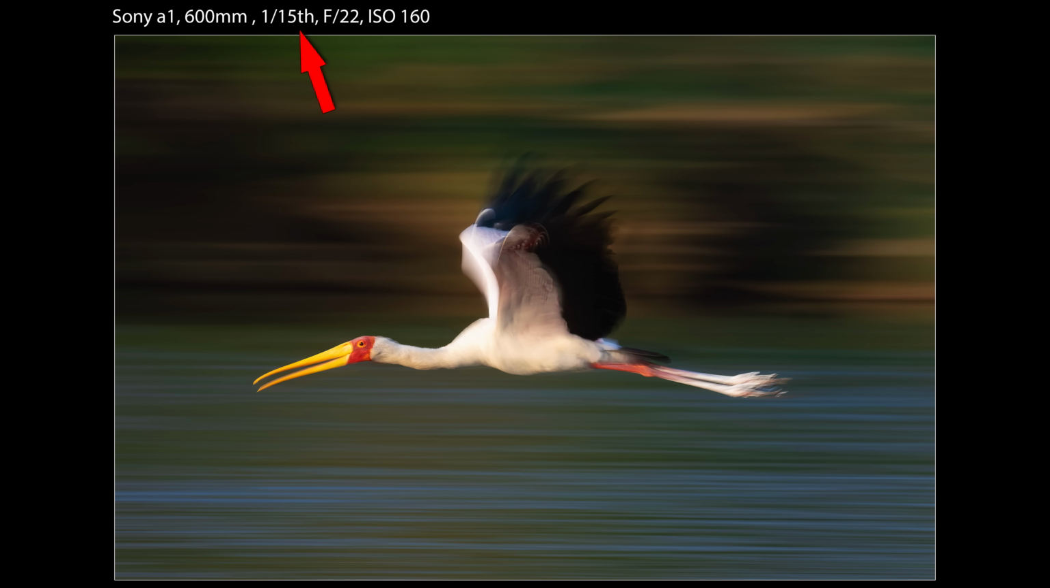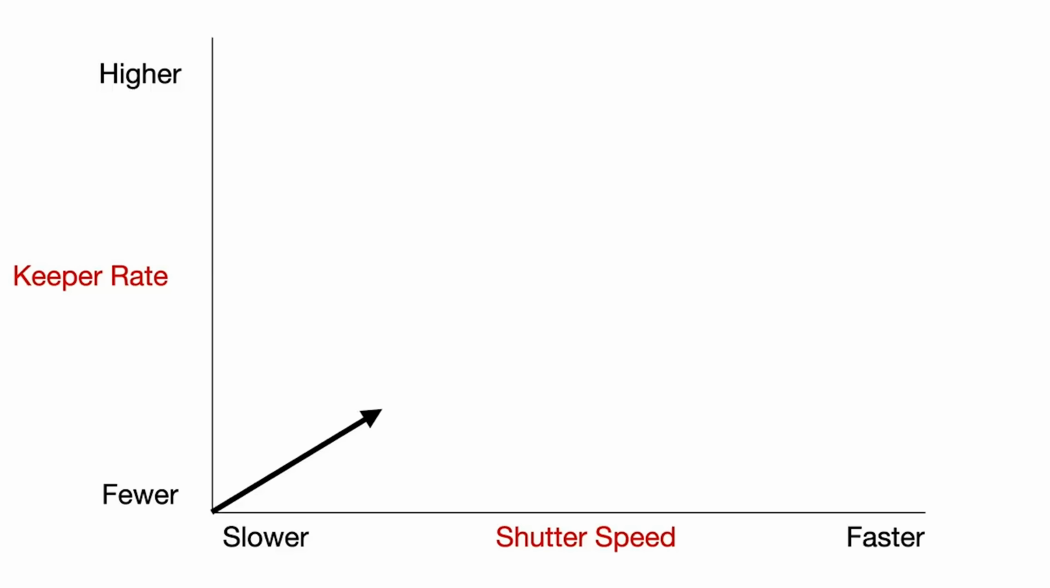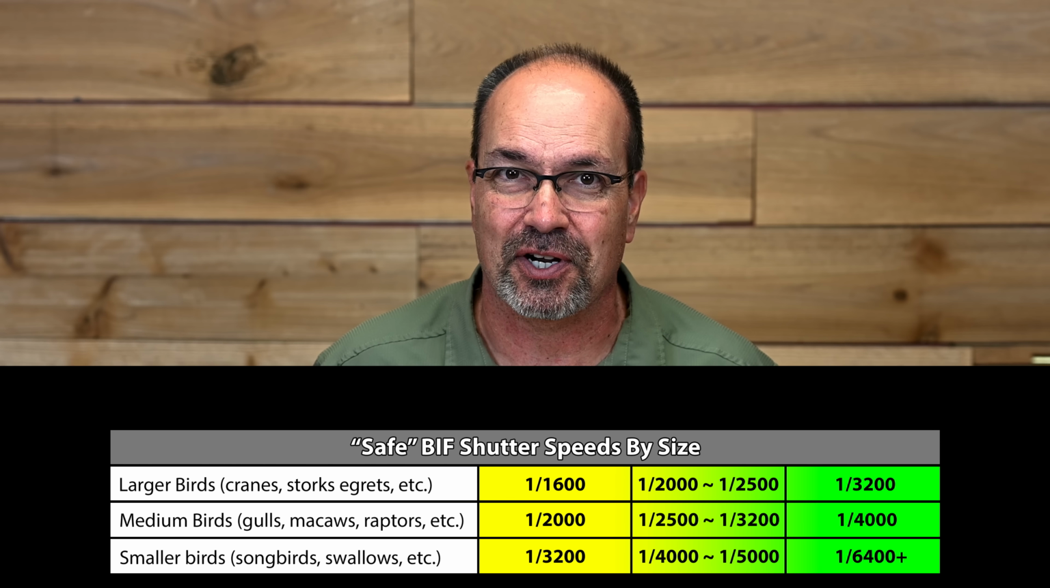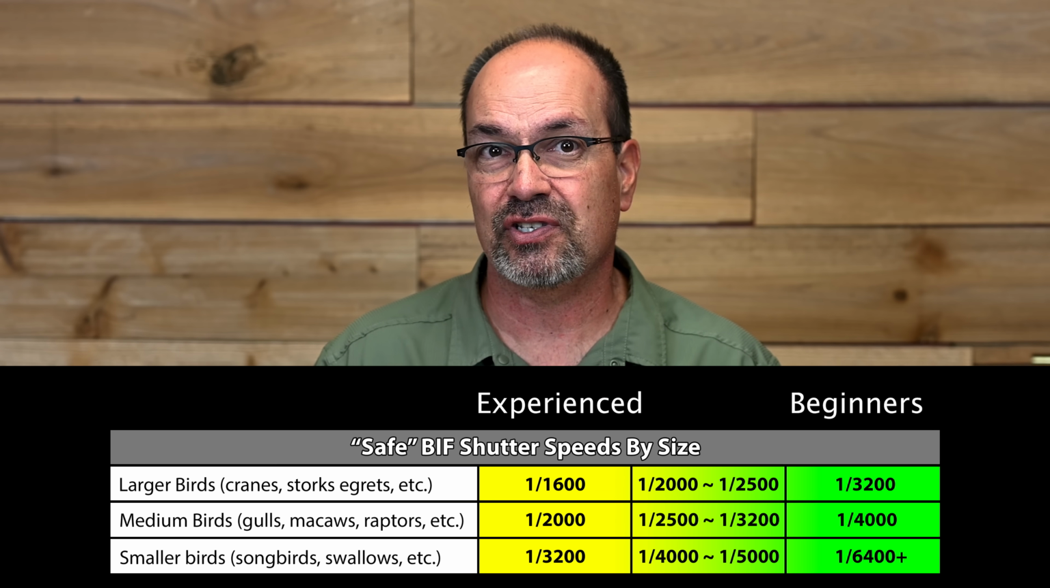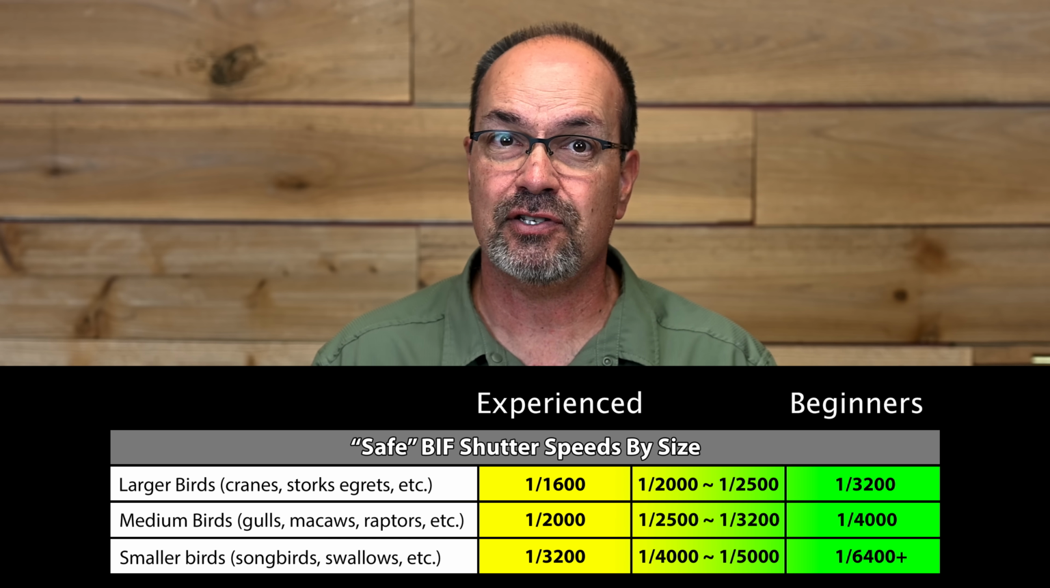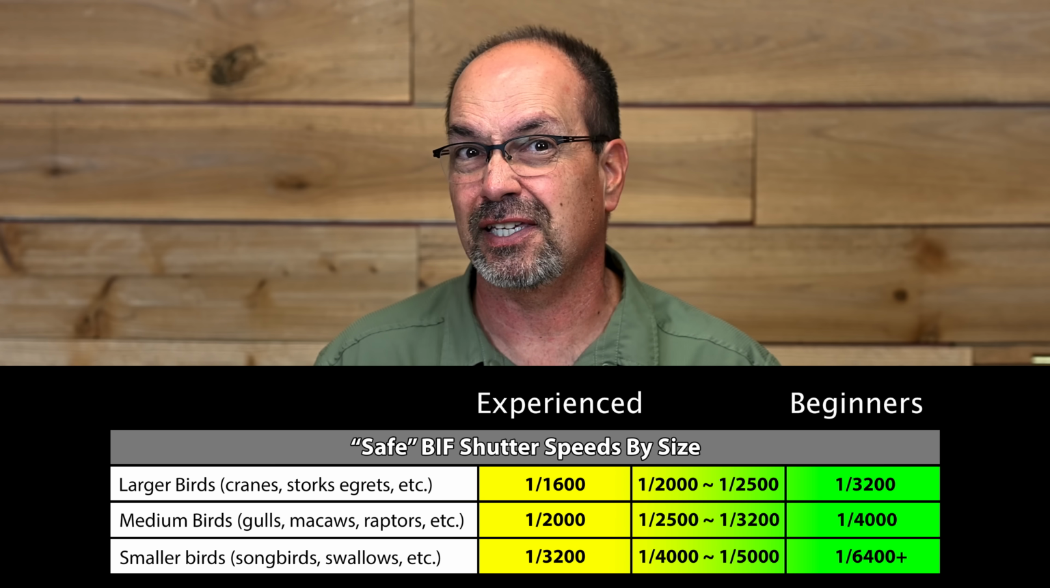If you're more experienced, you can go considerably slower. Heck, this was at 1/15th of a second, and it works because I kept the bird pinned to the same place in the frame during the exposure. Also, generally speaking, the faster your shutter speed, the higher the keep rate is going to be, at least until you get into those crazy shutter speeds where it becomes kind of a game of diminishing returns. I've included a chart here with shutter speed ranges based on bird sizes and experience level. Beginners start on the right side, veterans can lean towards the left.